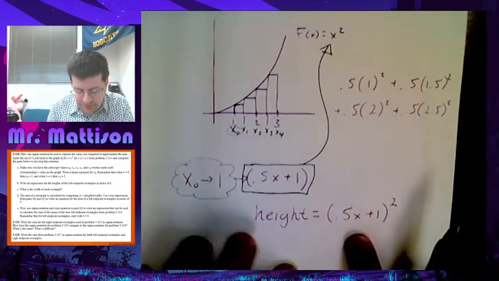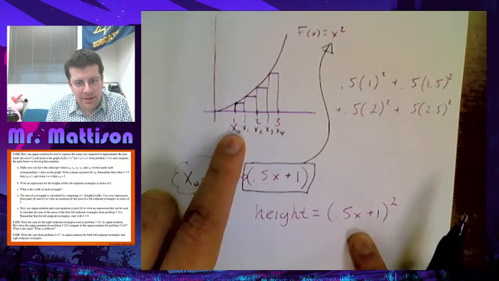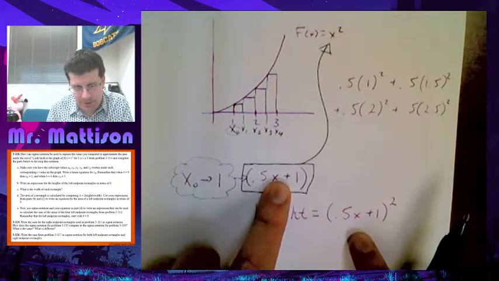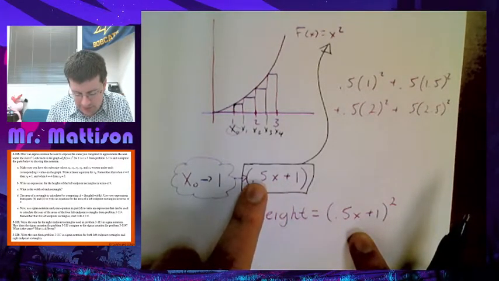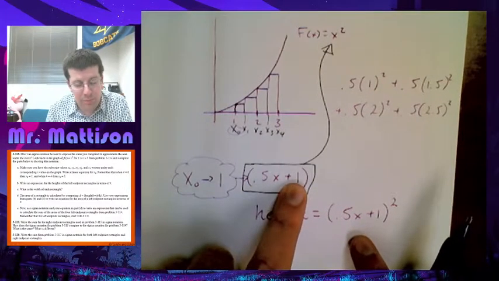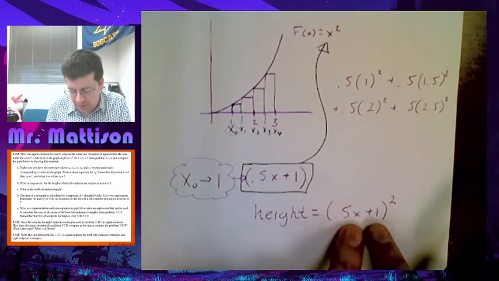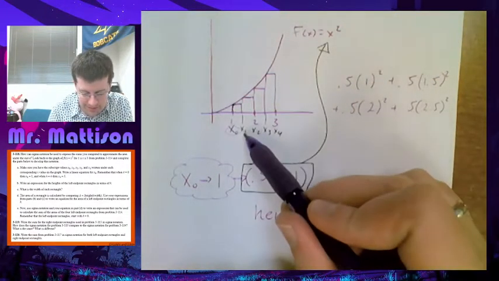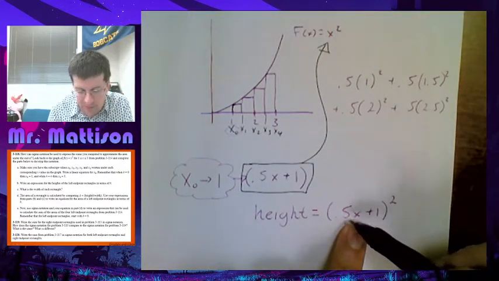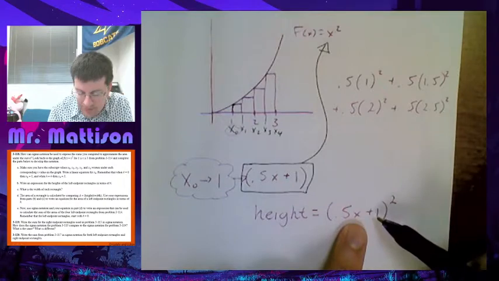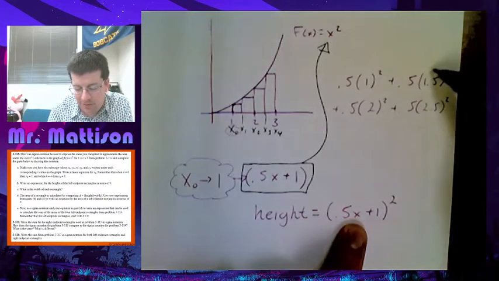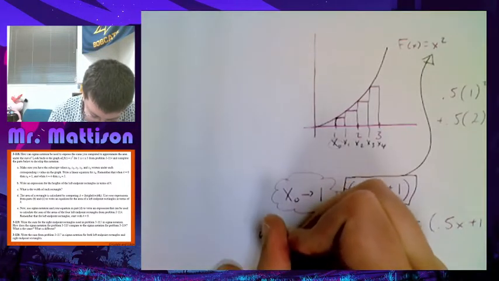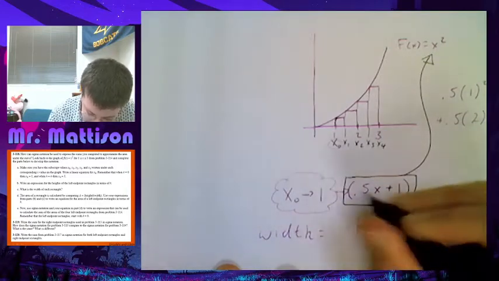So for x naught, I plug in 0: 0 times 0.5 is 0, plus 1 is 1. So this whole thing becomes 1 to the second power, that's this. For x sub 1, I plug in 1: 1 times 0.5 is 0.5, plus 1 is 1.5, that's where that 1.5 to the second is. So that gives me all of my heights, and my width is always just 0.5.